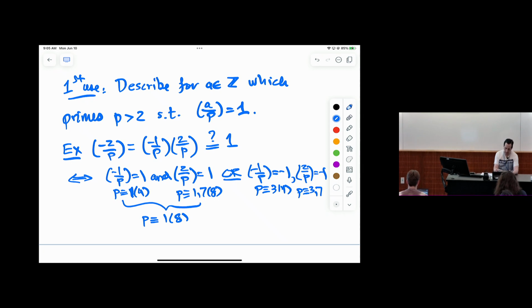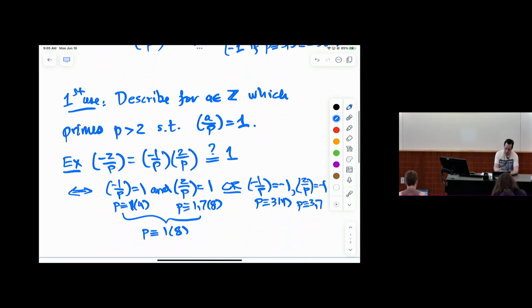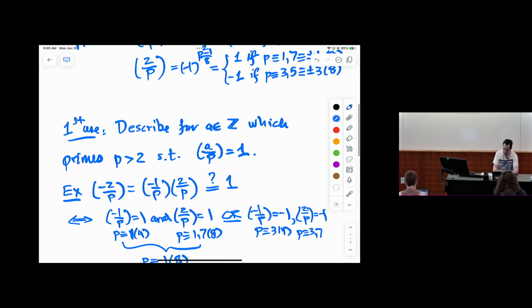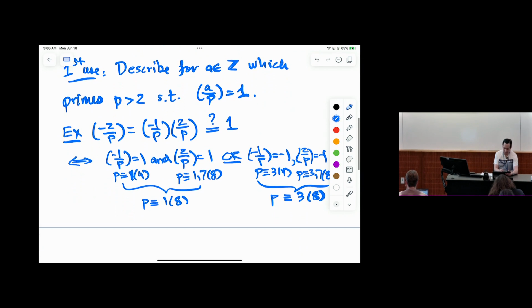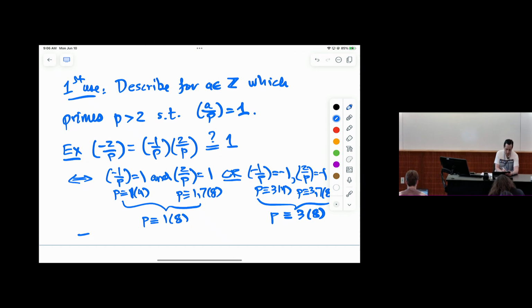mod 8. Together, those only happen when p is 3 mod 8. And so what you see then is that together, -2 is a square mod p if and only if p is 1 or 3 mod 8.